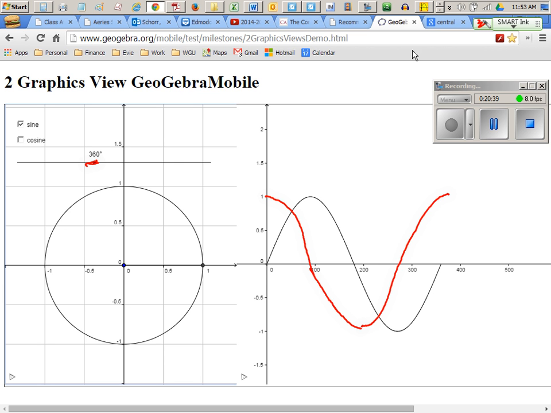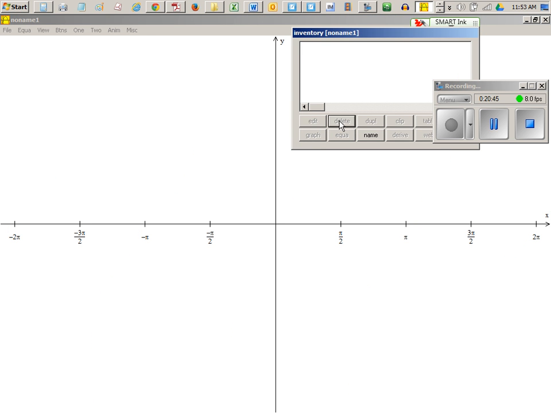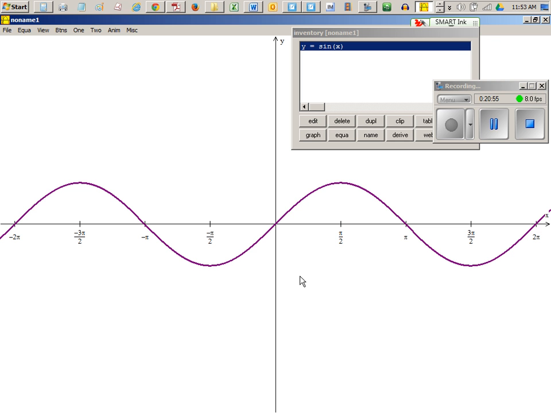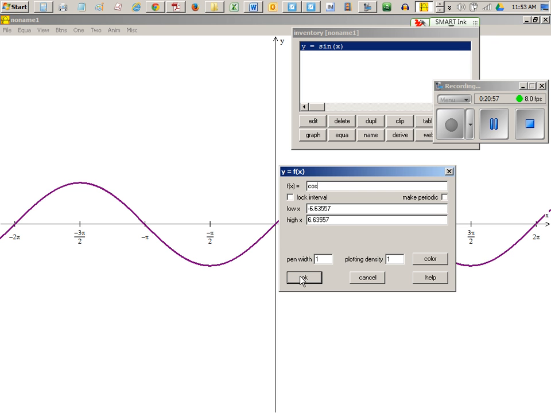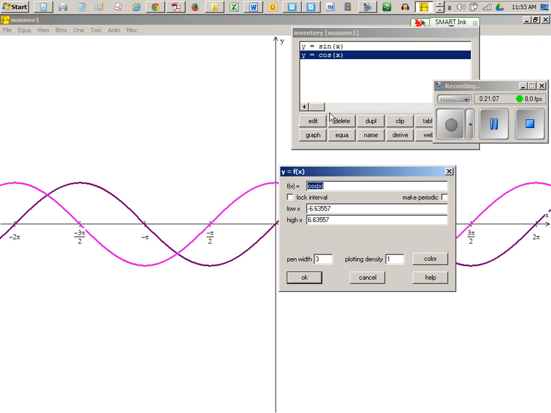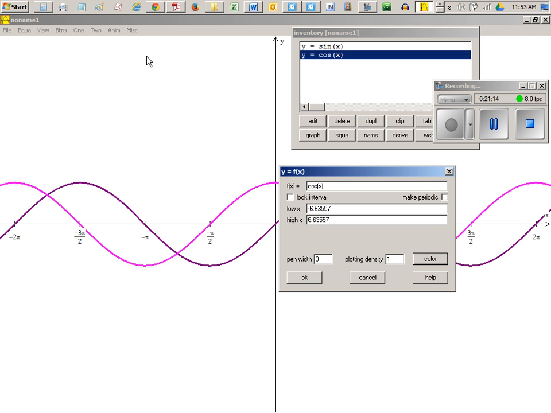Okay, so let's look at them together, side by side. In a more extended version, that was tangent. Let's delete that. Okay, let's put in cosine. Let's do sine first. Sine of x, nice thick pen width here. And let's do cosine of x. So sine x is in purple. Cosine x is going to be a mystery color. Let's see what it is. Lavender? Too close to purple. Somebody say a color. I heard green first. All right.